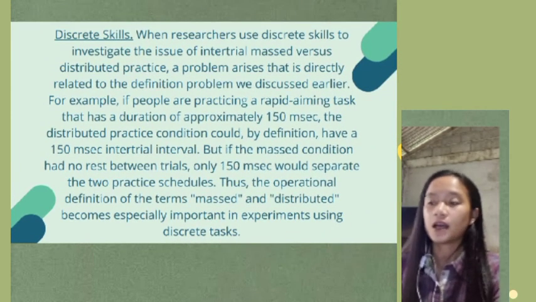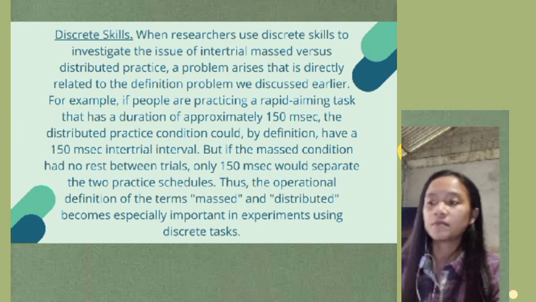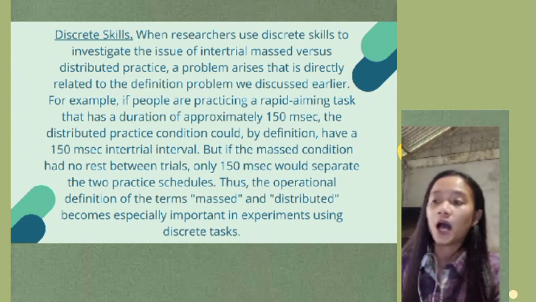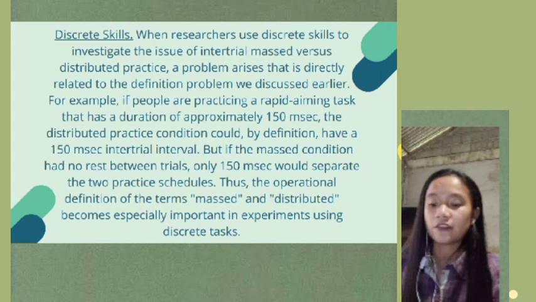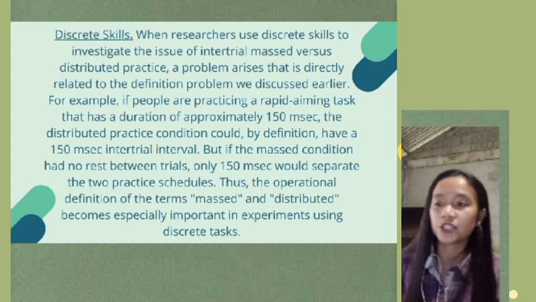Discrete skills. When researchers use discrete skills to investigate the issue of intertrial massed versus distributed practice, a problem arises that is directly related to the definition problem we discussed earlier. If a massed schedule allows no rest between trials, whereas a distributed schedule involves a rest interval that is the same length as the practice trial, then the two constructed intertrial intervals will be essentially the same length, because a discrete response is typically very short.